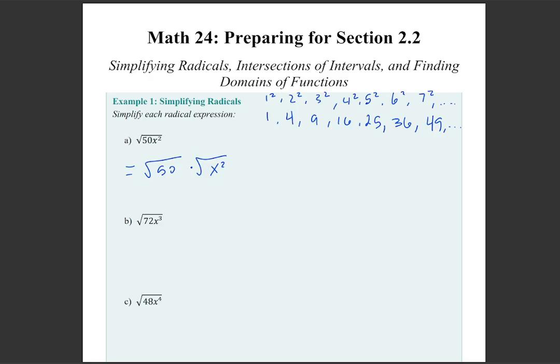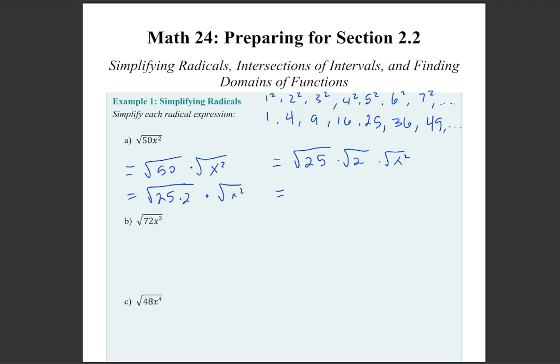Like I said, with the 50, we're thinking about, do any of these squares divide the 50? Well, yes, the 25 divides 50. So then we're looking at the square root of 25 times 2, which is what makes up 50, times the square root of x squared. Again, we'll handle the square root of x squared later. So now, again, we can break up our square root. This is really just showing all of my steps into square root 25, square root 2, square root x squared.